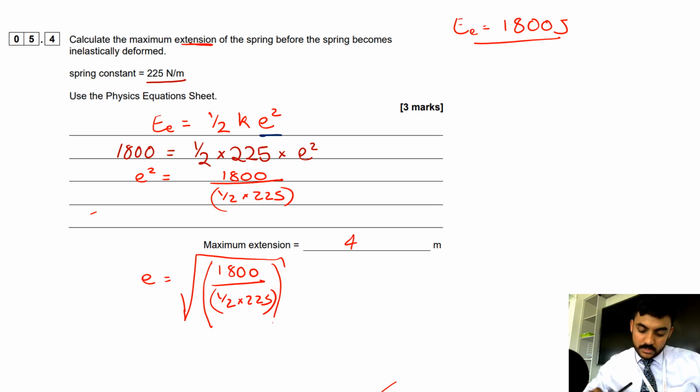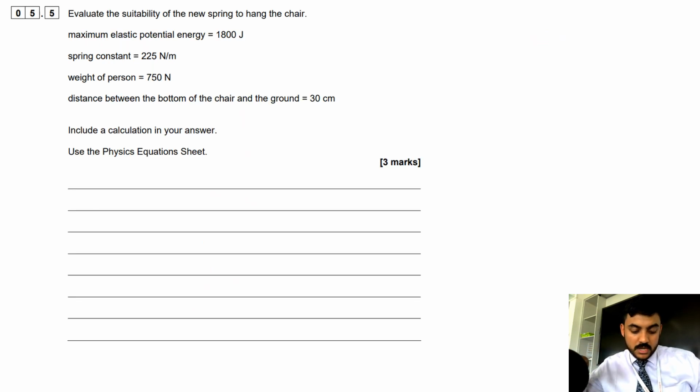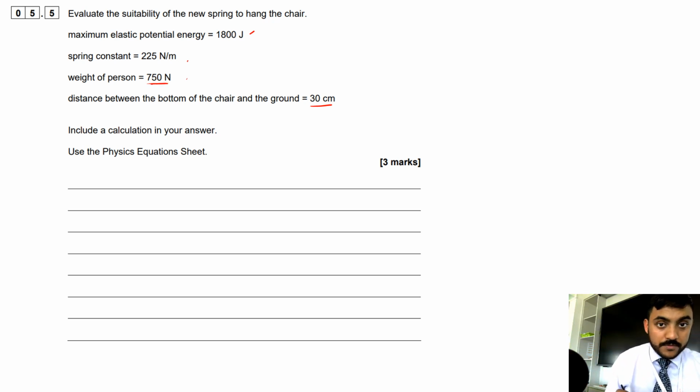So, what's the issue here? Well, the next question asks, evaluate the suitability of the new spring to hang the chair. The maximum elastic potential energy is that, yeah, we know, the spring constant, the weight of the person is 750 newtons, and the distance between the bottom of the chair and the ground is 30 centimeters. So if that chair moves 30 centimeters or more, then what you have to say is that this spring is useless. Okay, so if that person sits, will that chair move 30 centimeters?